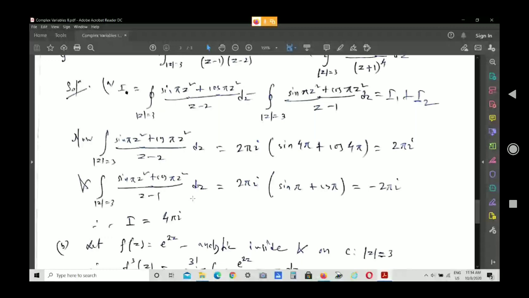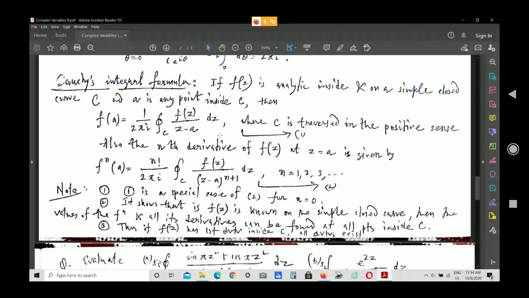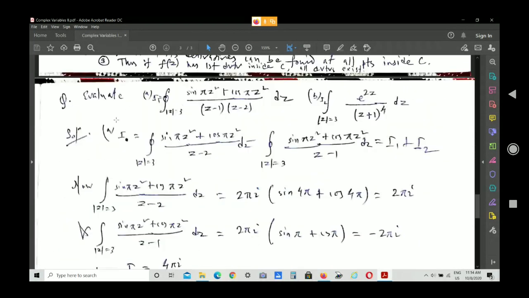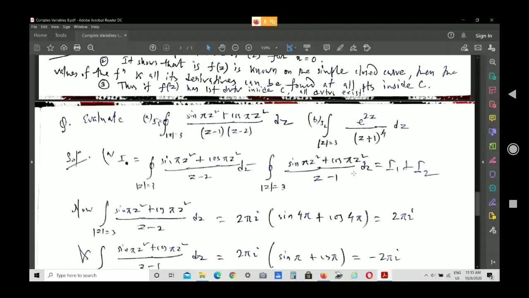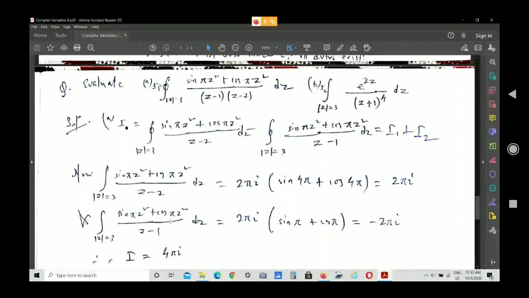Okay, so try to understand what is this Cauchy's integral formula. This integral formula we are applying here. First, we have divided this integral into two parts. Then, in the first part, we have applied Cauchy's integral formula, and in the second part also we have applied Cauchy's integral formula. So the result is the sum of these two.